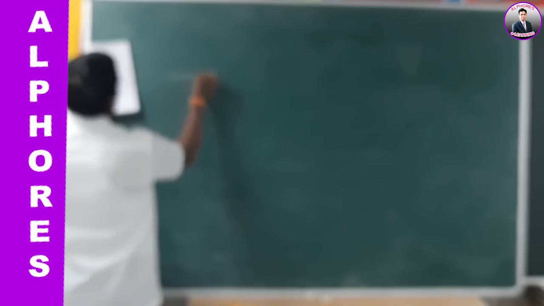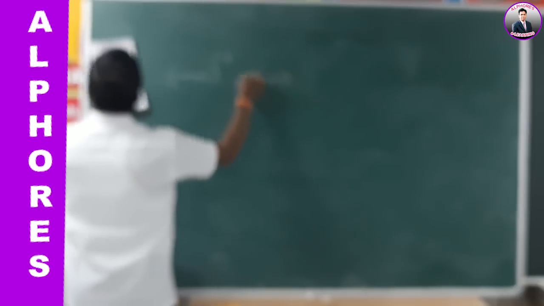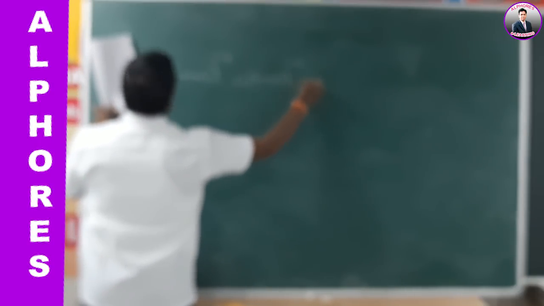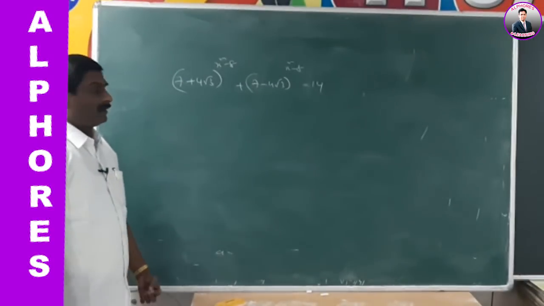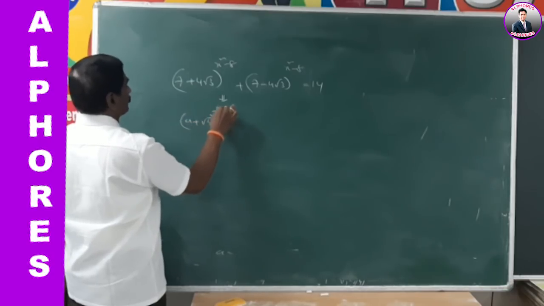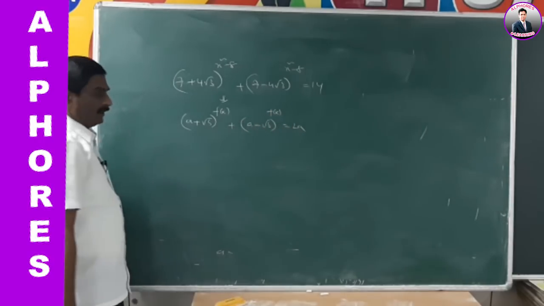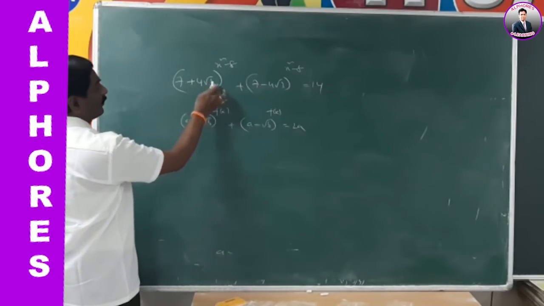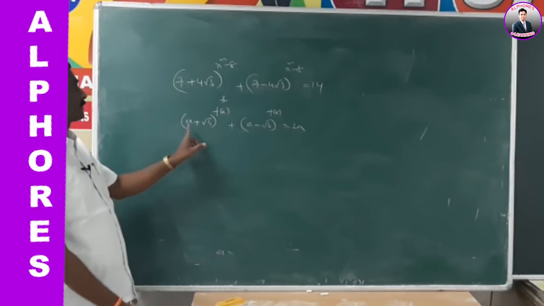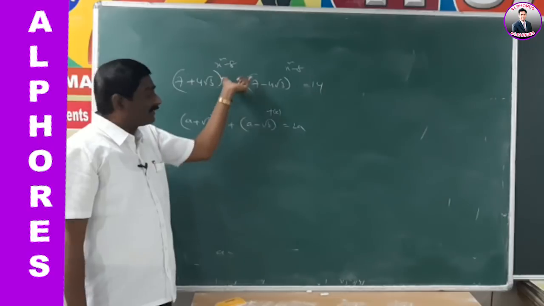If (7 plus 4 root 3) whole power x square minus 8 plus (7 minus 4 root 3) whole power x square minus 8 is equal to 14, then find the solutions of that equation. Compare with (a plus root b) whole power f of x plus (a minus root b) whole power f of x is equal to 2a. It can be reduced into 7 plus root 48, 7 minus root 48. So, it is in the form of a plus root b, a minus root b. 2a means 7 plus 7 is equal to 14. It is in this form.